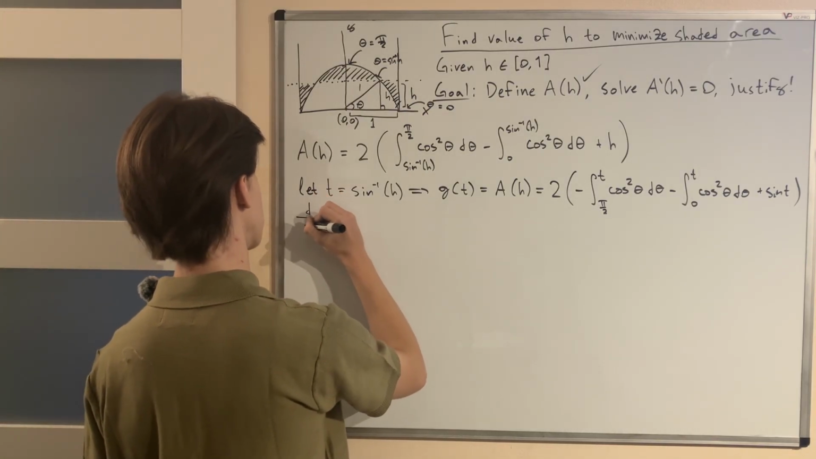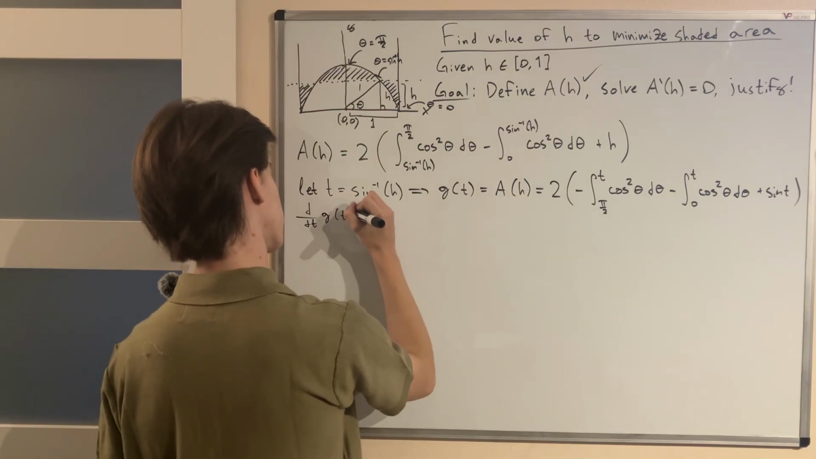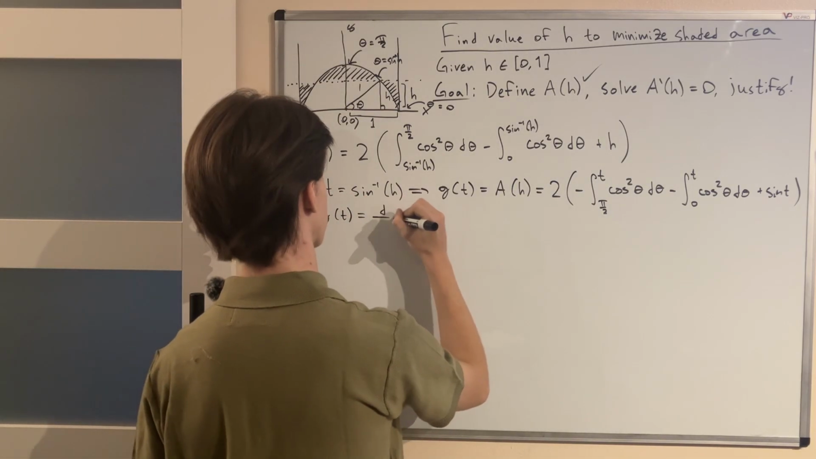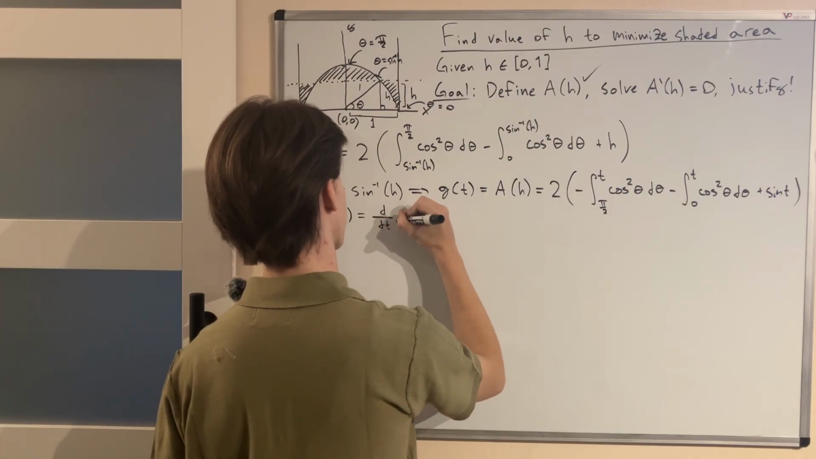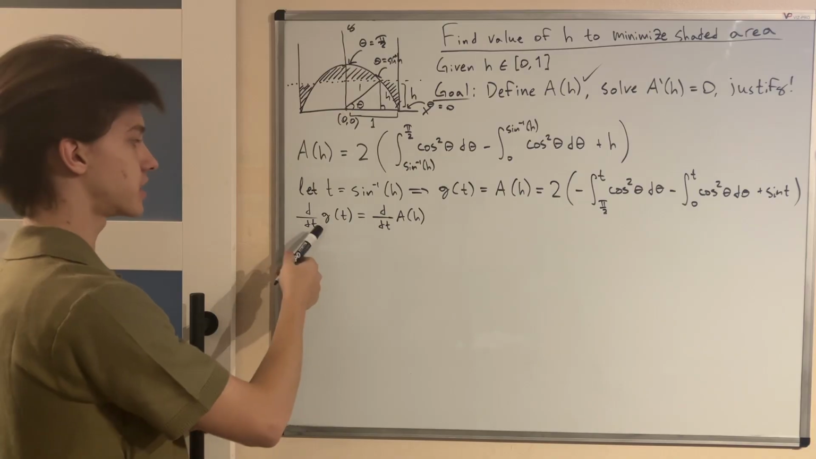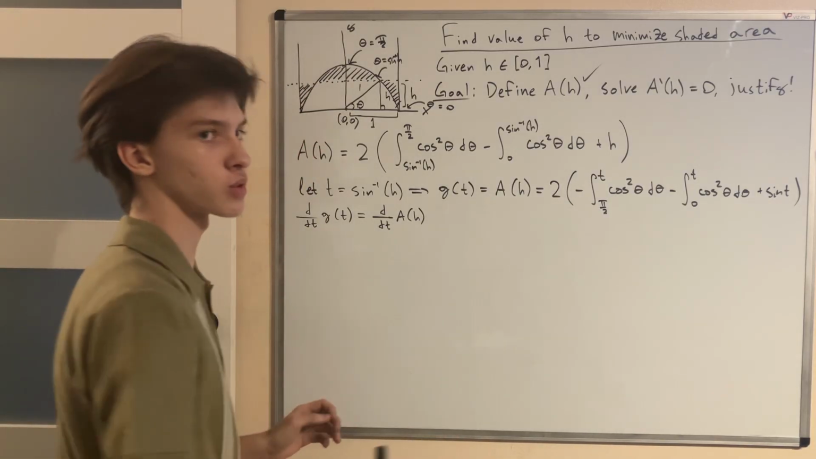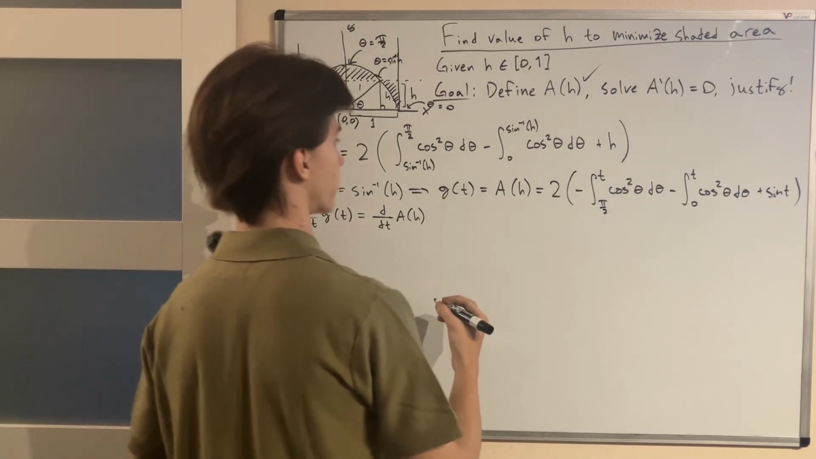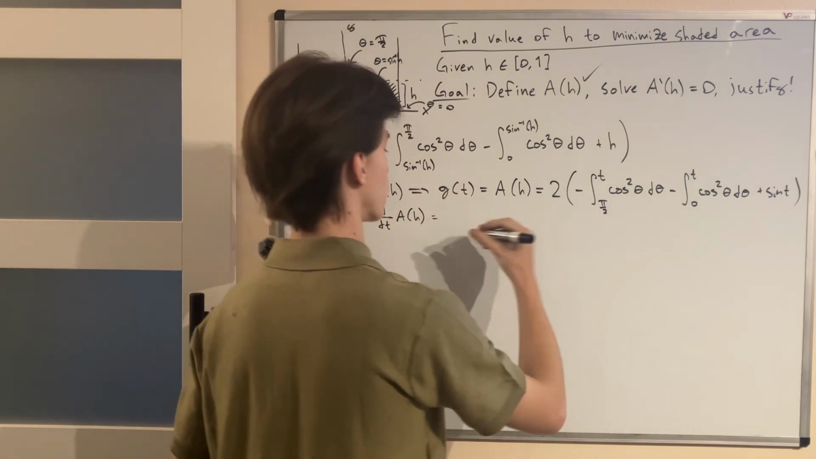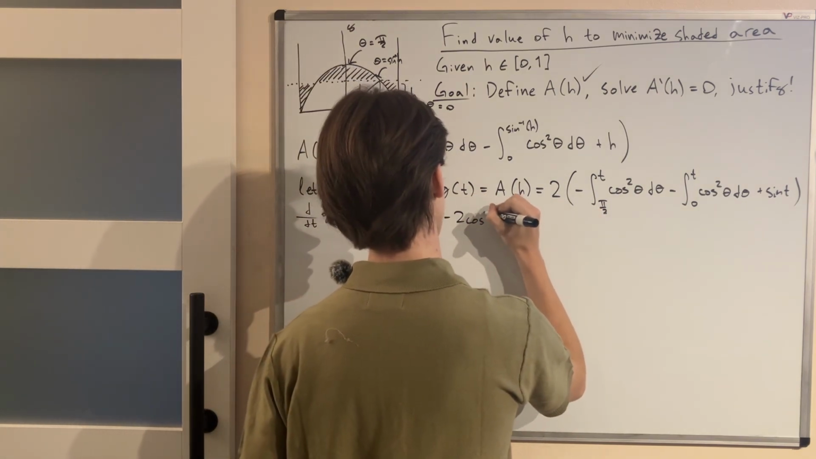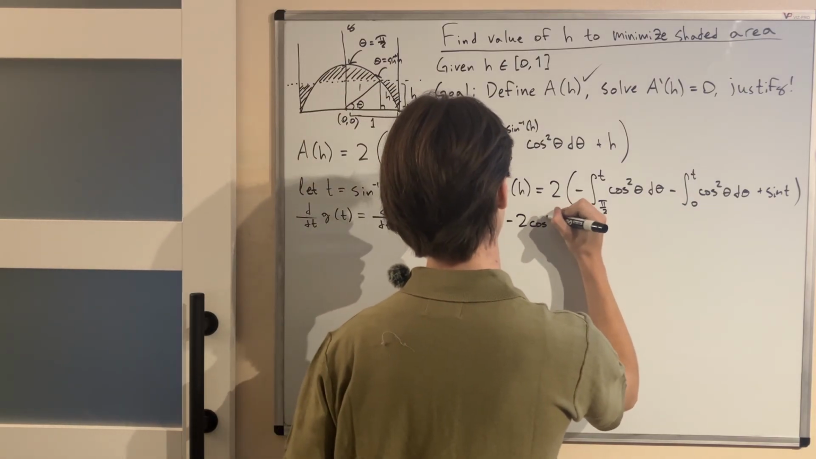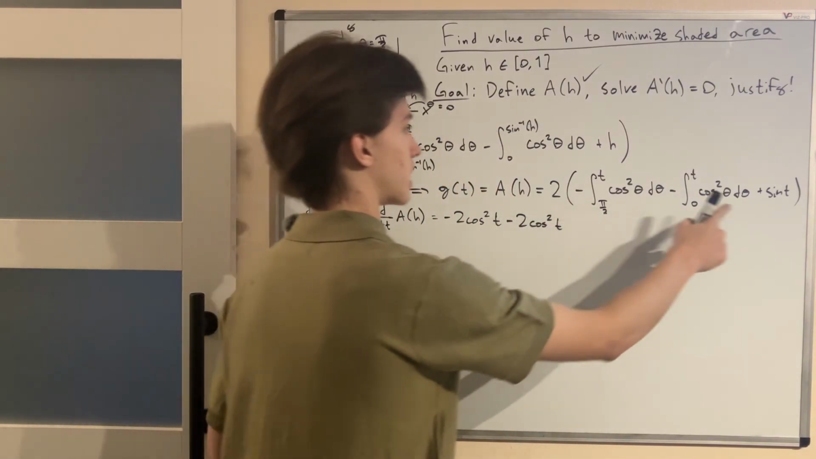So d over dt of g of t, and if we convert it to A of h terms, it's going to be slightly weird. We're going to be taking the derivative with respect to t of a function of h, but don't worry, we will clean that up very soon. But really, now we can take this derivative and all of these integrals will simply vanish by the fundamental theorem of calculus, yielding us a result of simply negative 2 cosine squared of t, and then here it seems like the same thing, negative 2 cosine squared of t, and here it's going to be 2 times sine of t.